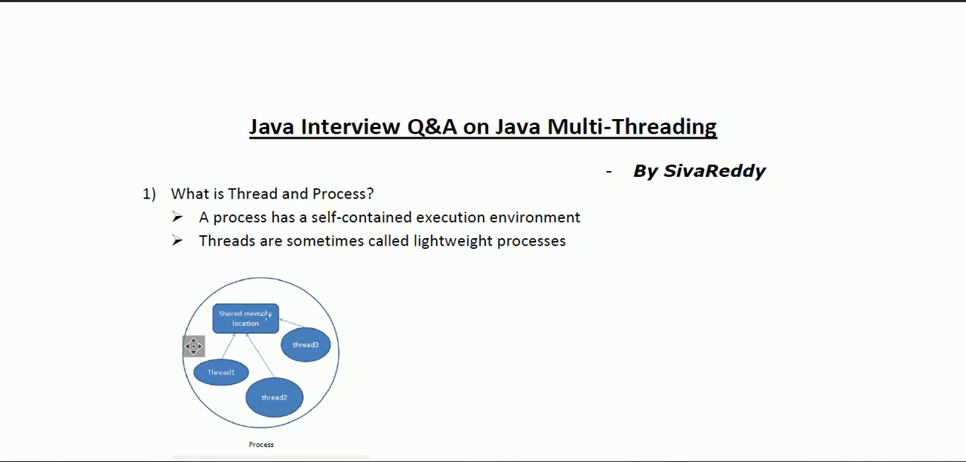The second one is that the cost of communication between the threads is very lightweight, and the third one is that you can utilize the CPU very efficiently. So these are the three benefits of multi-threading. Okay, now the next question.